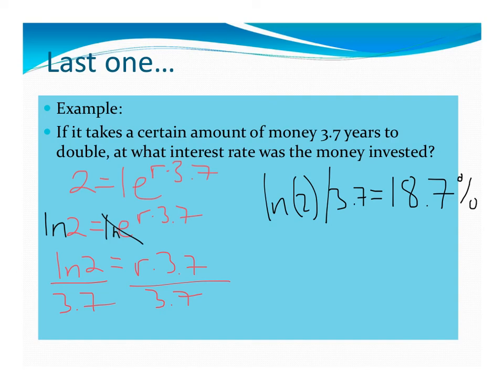18.7%. All right? What you get is 0.187 as your decimal, but remember, if you want to put that in a percentage, you got to move that twice, and you get 18.7. So that's the interest rate we would need if we wanted to double our money in 3.7 years. Any amount of money compounded continuously would take an 18.7% interest rate for 3.7 years in order for it to double. Awesome. So cool. Man, that's some great knowledge right there.